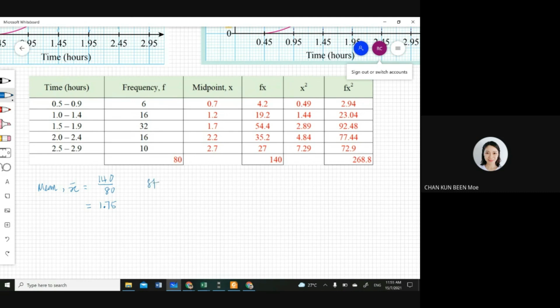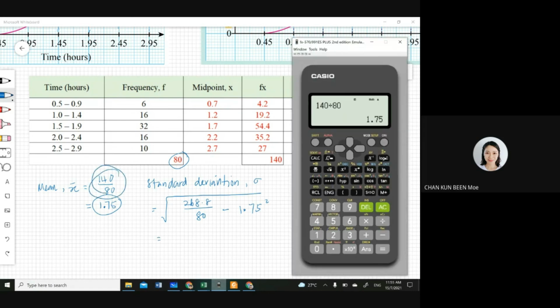Then we need to get the standard deviation. You have to always show this. Standard deviation, using the symbol, is the square root of total fx squared, which is 268.8, over the frequency 80, minus the mean squared. Just now the mean is an exact value, right? 1.75, so we just use that. If it is not an exact value, then you have to use the fraction here. Okay, so calculation time. 268.8 divided by 80, you get the answer. After that, minus 1.75 squared. Get the answer. Square root the answer.